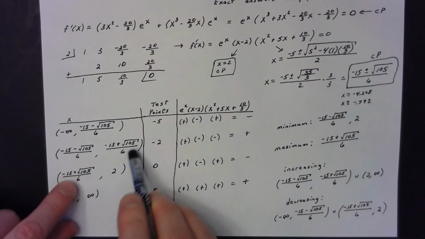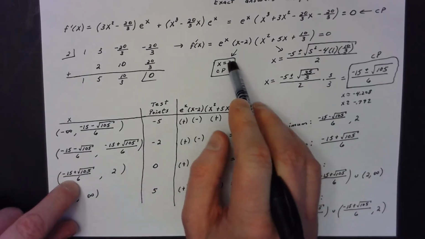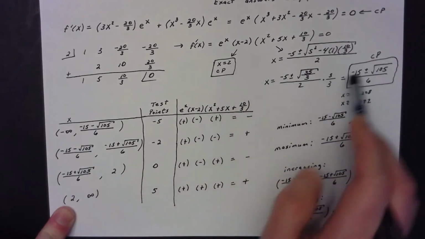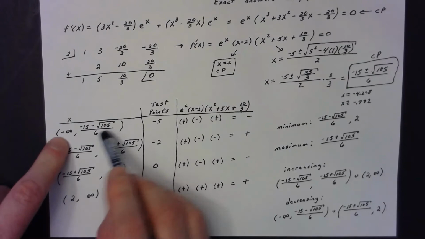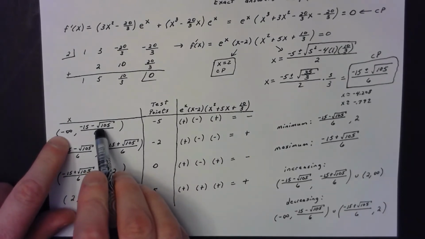Then you go from that critical point to the next critical point at 2, and then you go from the last critical point 2 to infinity. So 3 critical points yield 4 first derivative test intervals. In this first region, again, I'm thinking of this critical point as approximately -4.2.